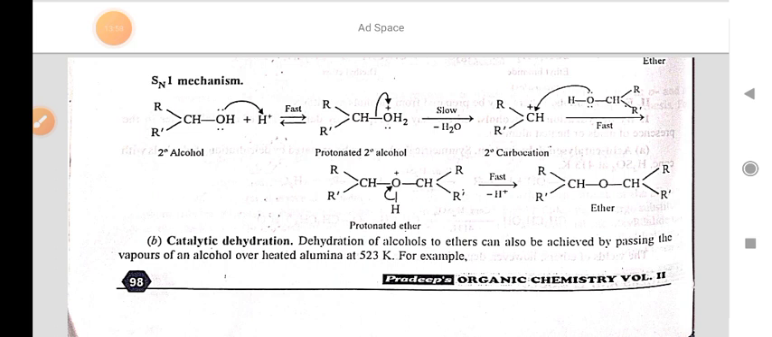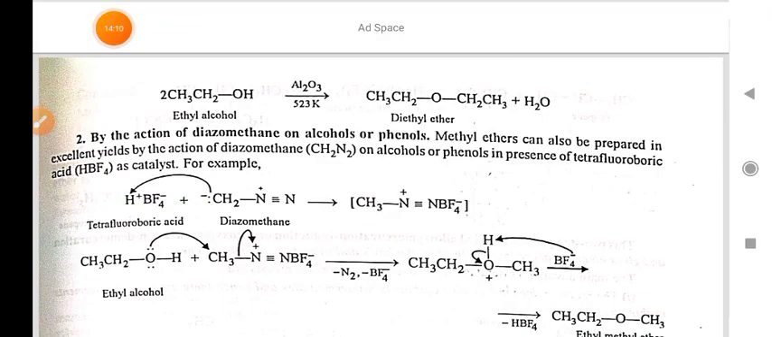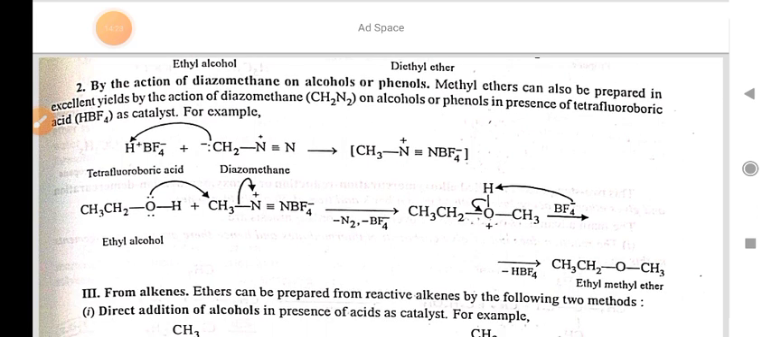Catalytic dehydration. Dehydration of alcohol to ethers can also be achieved by passing the vapors of an alcohol over heated alumina at 523 Kelvin. For example, ethyl alcohol on aluminium oxide at 523 Kelvin gives diethyl ether. By the action of diazomethane on alcohols or phenols, methyl ethers can also be prepared in excellent yields in the presence of tetrafluoroboric acid as catalyst.